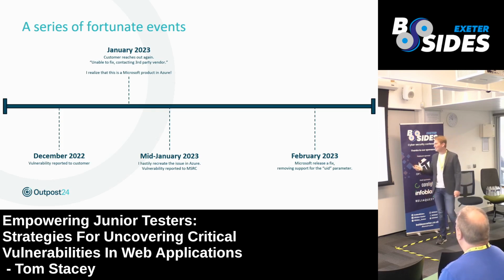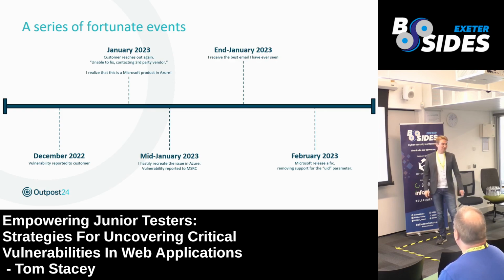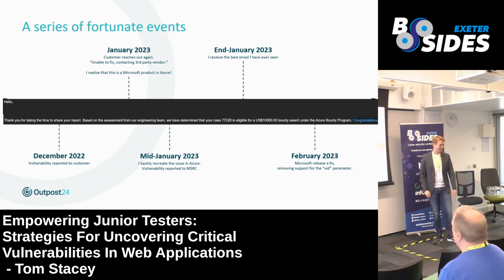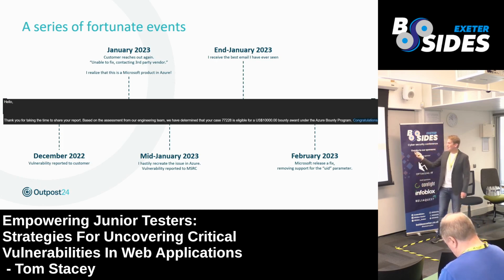I've tried, I failed. At the end of January, though, I received the best email I've ever received in my career to date, which was basically, by adding UID equals 1 to the end of the generate single sign-on URL, Microsoft are going to give you $10,000 US. Which I almost missed because I didn't notice that I was testing Azure and not the customer's application. But lesson learned. So, off the back of this, I have my first critical vulnerability, an amount of money that I did not deserve, and some lessons to learn.